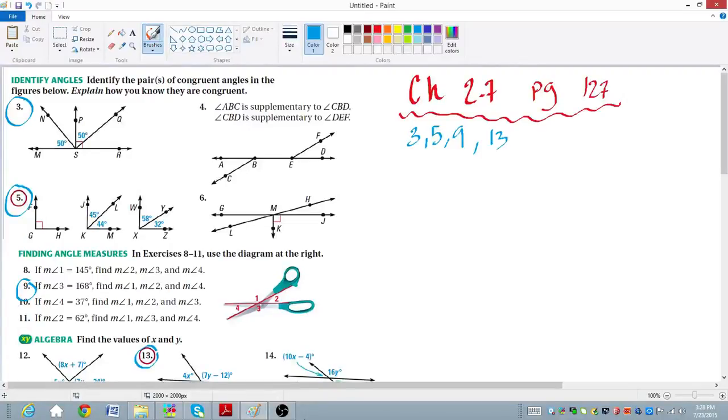This is chapter 2.7, page 129. And I'm doing number 3, number 5, number 9, and number 13. So let's start with number 3.